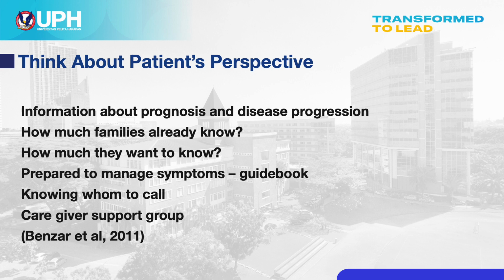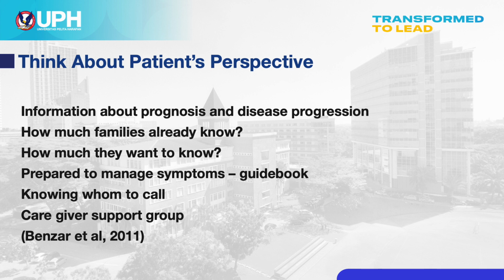Based on the research by Bensar et al. in 2011, please do think about the patient's perspective. The patient needs to know information about prognosis and disease progression, but we should think about how much the family already knows and how much they want to know. We as nurses often want to tell everything, or maybe keep everything secret, but we have to ensure how much the patient and family want to know.